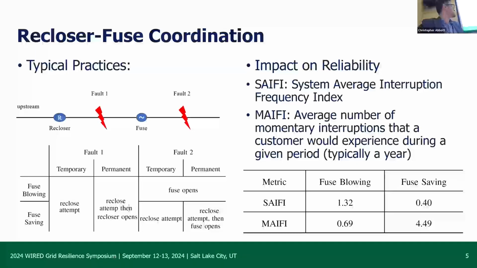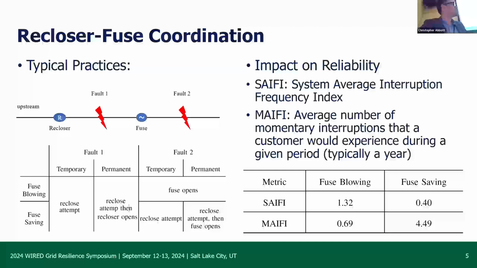and recloser is these two schemes, fuse blowing scheme and fuse saving scheme. So in fuse blowing scheme, the recloser lets the fuse blow. It doesn't care if the fault is permanent or temporary. But in the fuse saving scheme, the recloser has some mechanism. I won't go through that. What it does, it lets the fuse not operate if we have a temporary fault. Okay, so technically the fuse is saved. And that will drastically increase the reliability of the system.